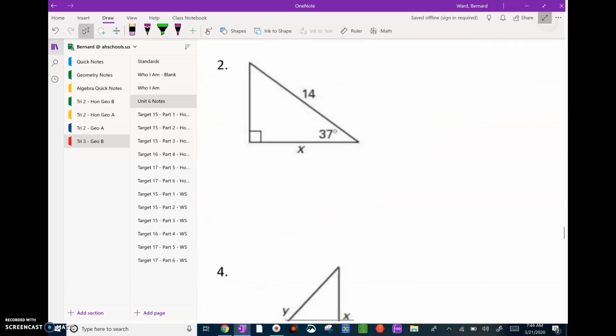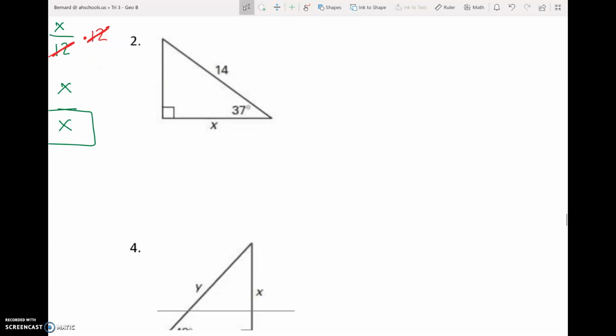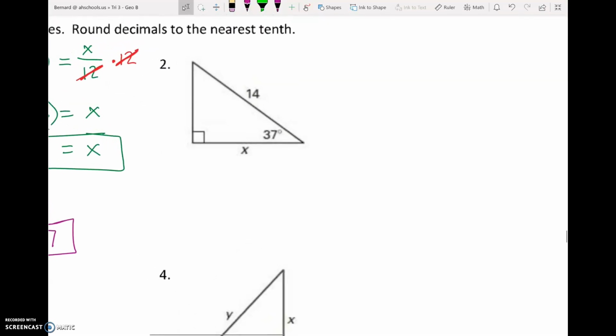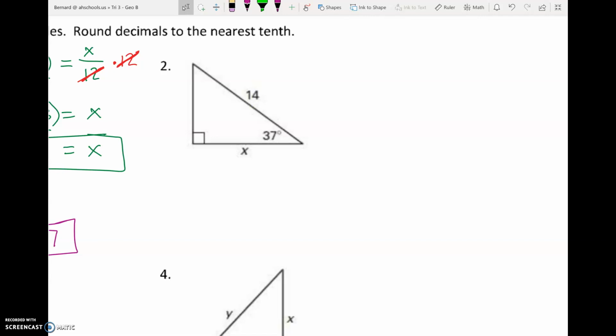In number 2, since there isn't a y, let's add one. Let's make this side y. And so let's identify our angle. Let's figure out opposite, hypotenuse, and then the connecting side is adjacent. And so now let's solve these things.